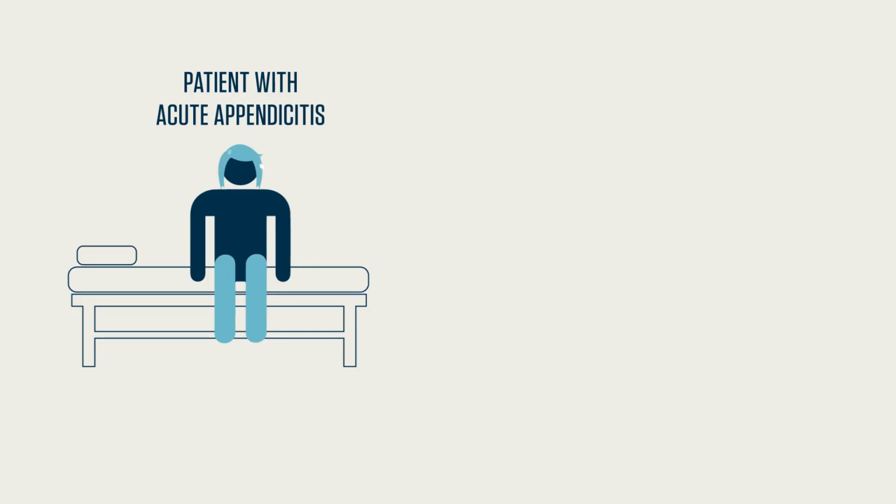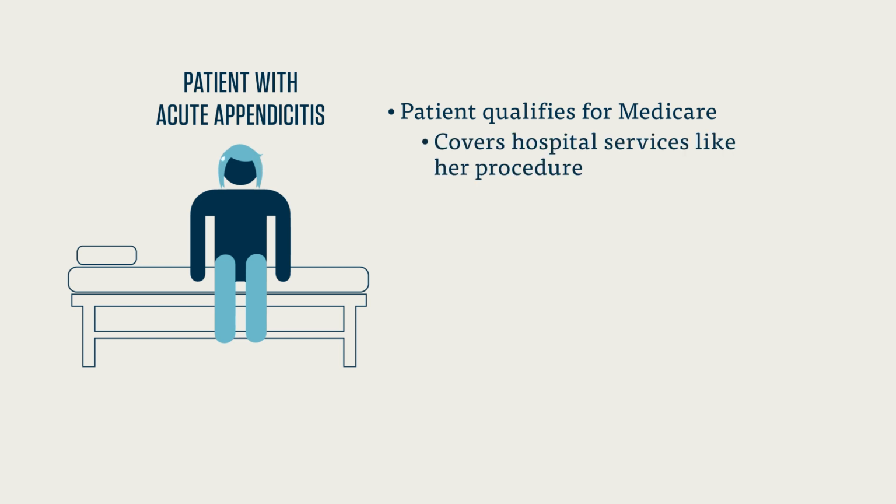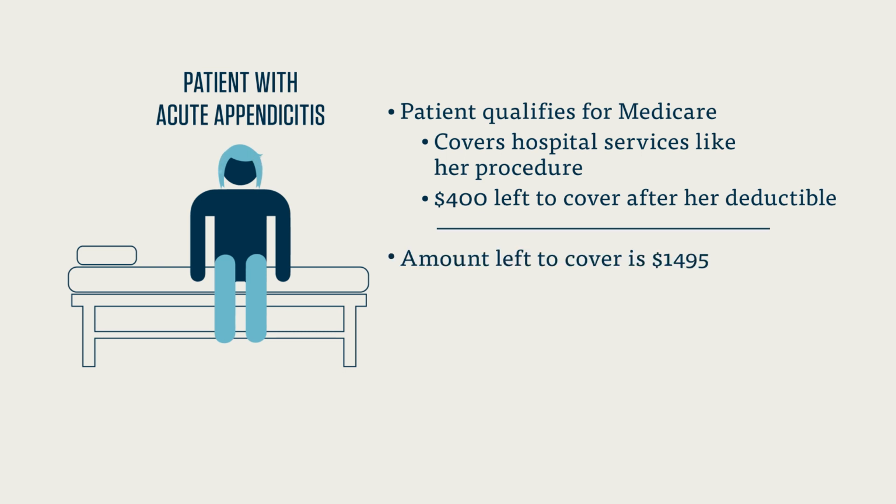In order to determine the amount and balance due, we have to know what kind of coverage our patient has. Our patient is 67 years old, which means she qualifies for Medicare. And sure enough, she's on traditional Medicare, which covers hospital services like the procedure above. Let's say she has $400 left to cover her deductible. We take that out right away, so the amount left to cover is $1,495.